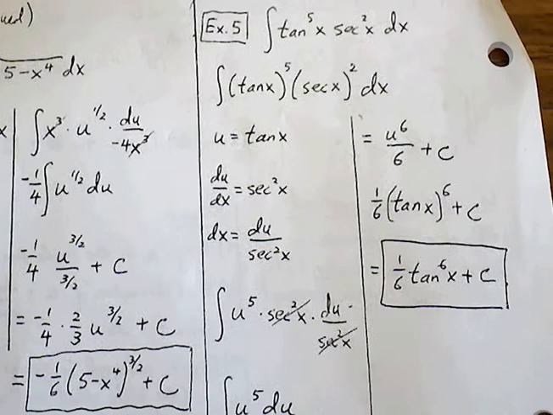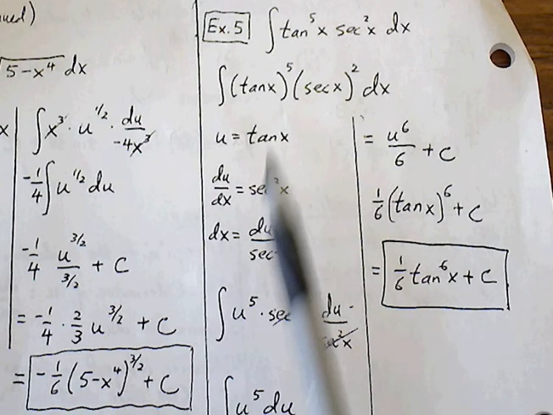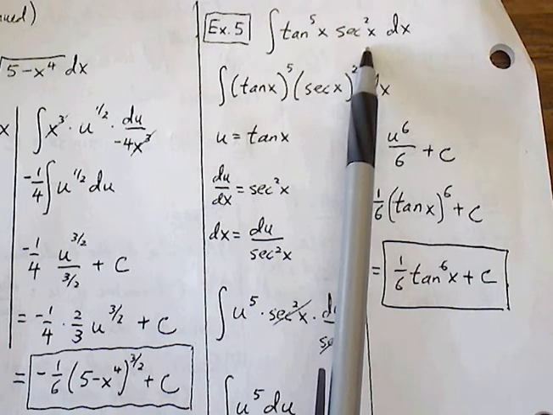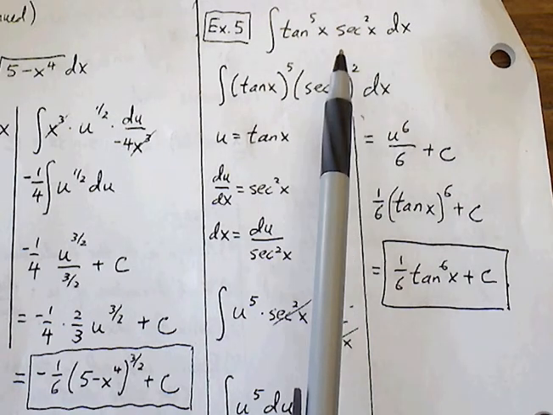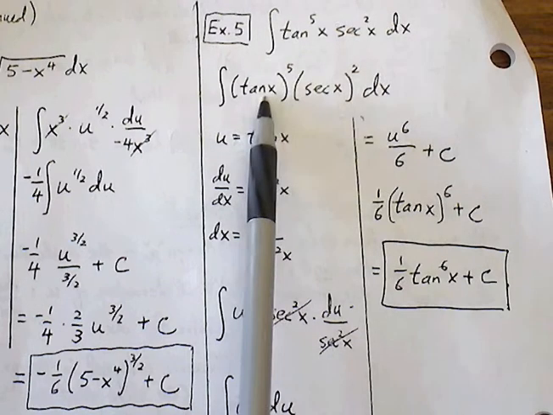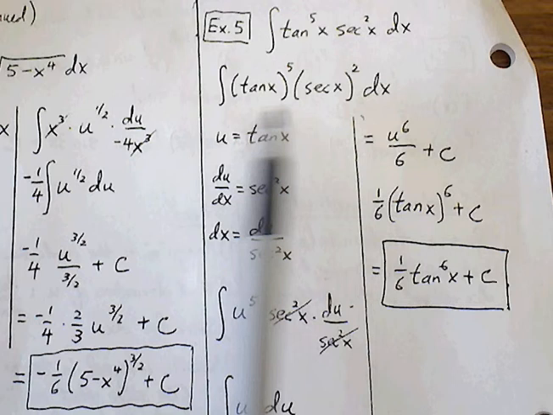Okay. Example 5. Integral of tangent x to the fifth times secant squared x. Again, I'd like to rewrite it using parentheses. It'll help us piece together the u value a little bit easier. So I'm going to rewrite this as tangent of x raised to the fifth, secant of x raised to the second. Now we have two choices.